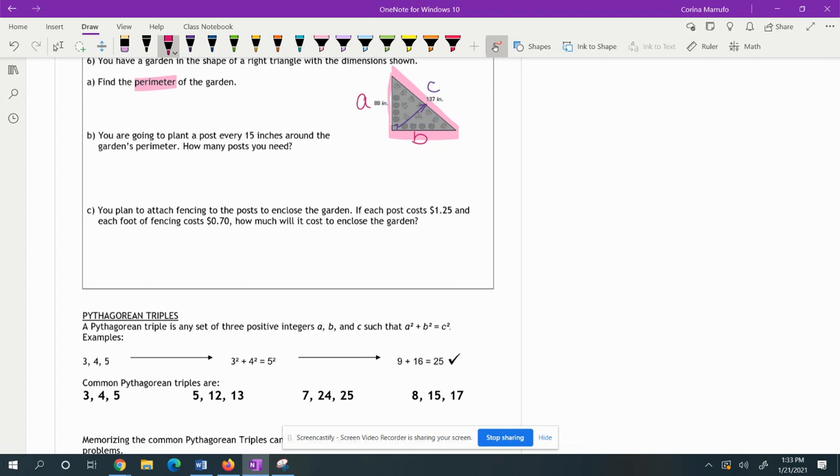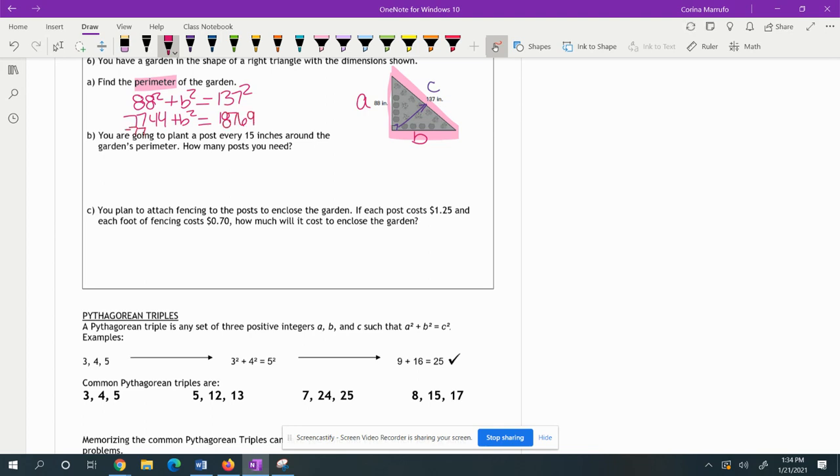So you want us to find the perimeter? Well, first we're going to have to apply the Pythagorean Theorem. So here we have 88 squared plus B squared, we don't know, equals C squared, which is 137 squared. Then from there, we're going to simplify this. So let me get my calculator really quick. 88 squared gives me 7,744 plus B squared equals 137 squared, which is 18,769.